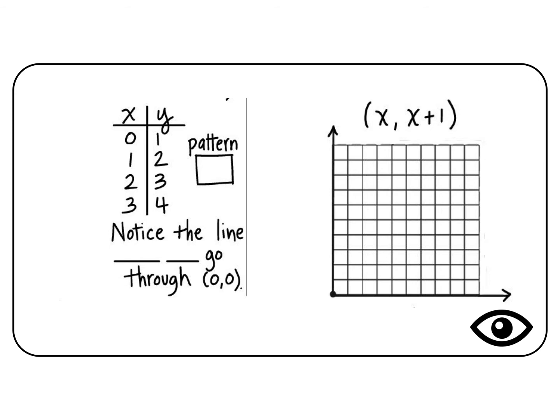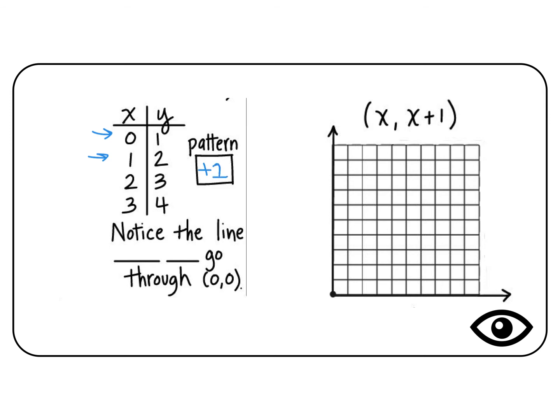Let's see if we can figure out the rule of our XY chart first. We go from 0 to 1. So from 0 to 1, that looks like maybe an add 1, because if it were a times 1, it would be 0. Let's see if that continues to apply. 1 plus 1 is 2. 2 plus 1 is 3. So my rule or my pattern is going to be to add 1.